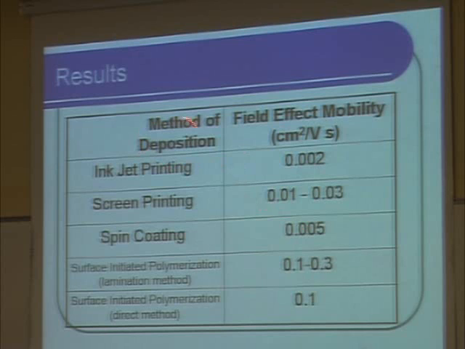A summary of the results obtained. On the left, we see the method of deposition, and on the right, the field effect mobility. We can notice that the most effective method is the surface-initiated polymerization using the lamination method, and the least effective is the inkjet printing.